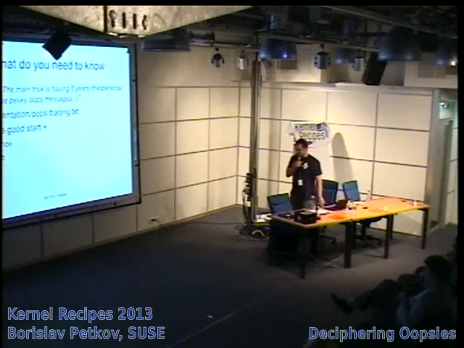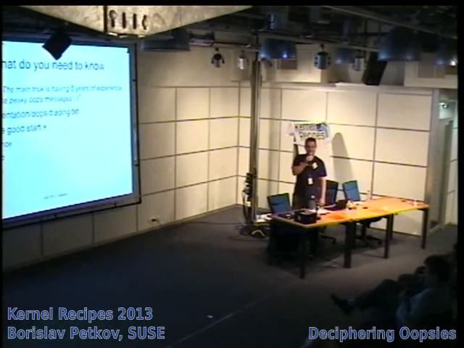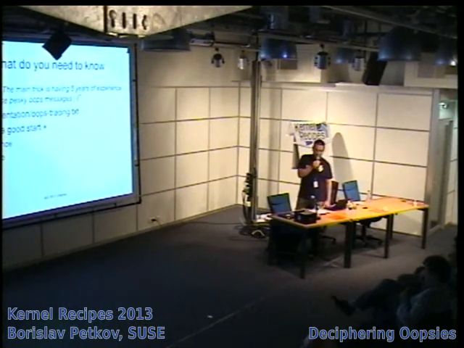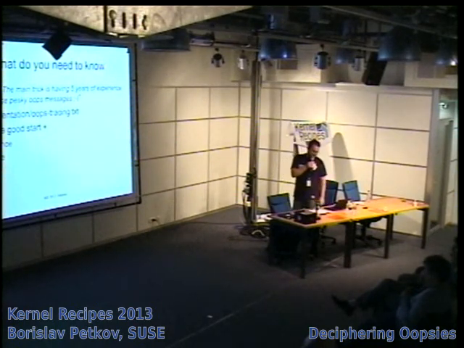Right. And if you see oopses, what do you need to know? Well, Linus says the main trick is having 5 years of experience with oopses, and this is recursive, like GNU: GNU's Not Unix. I mean, how do you understand an oops? Well, you have to have experience, at least 5 years.